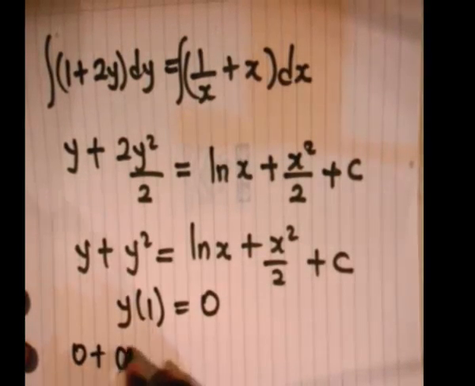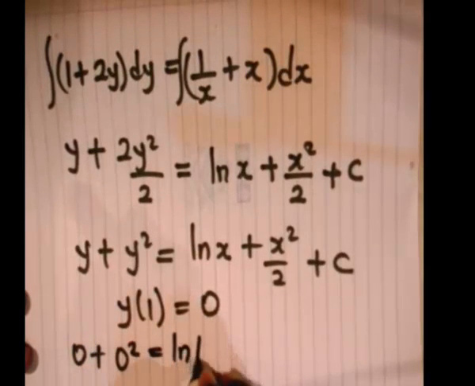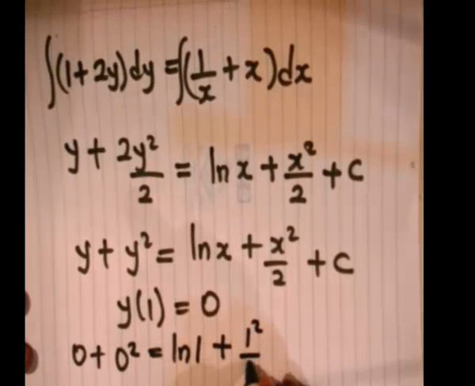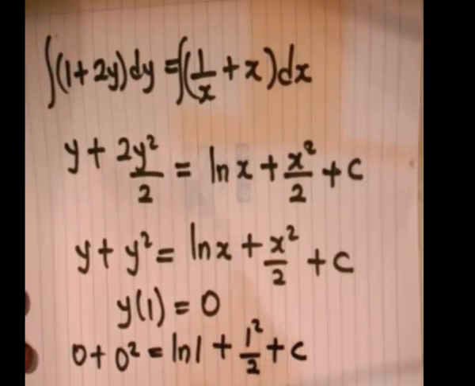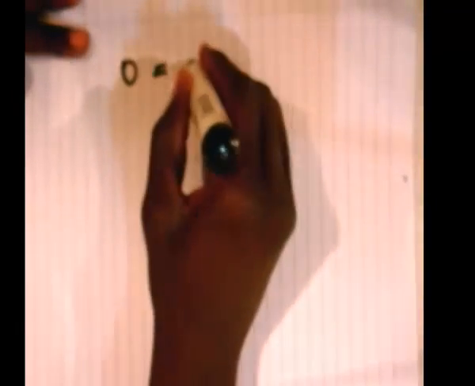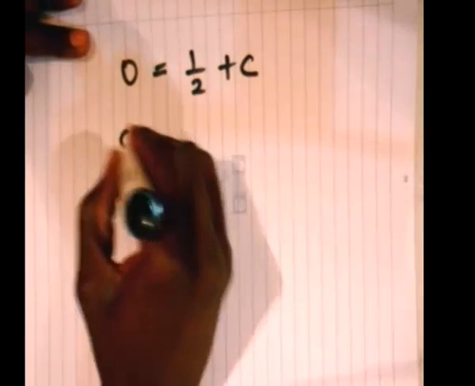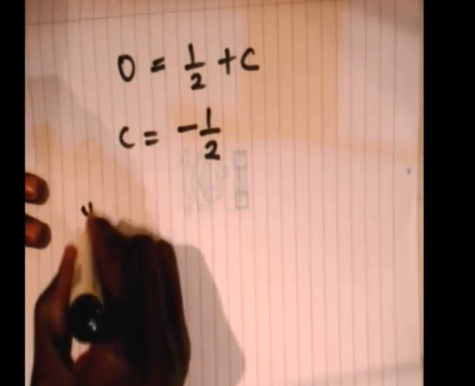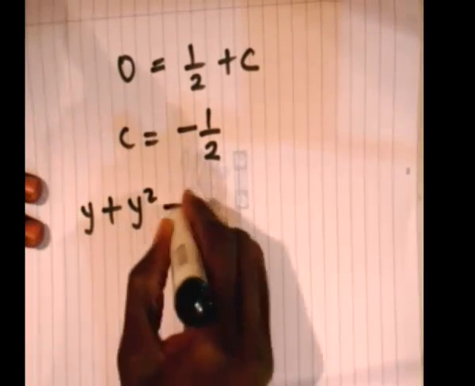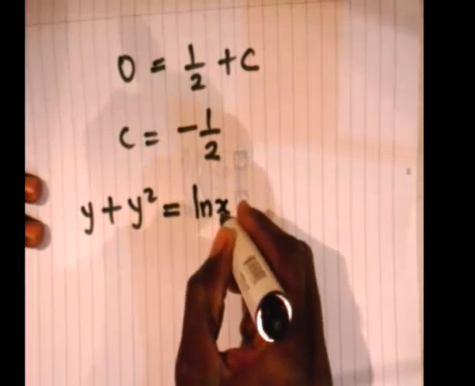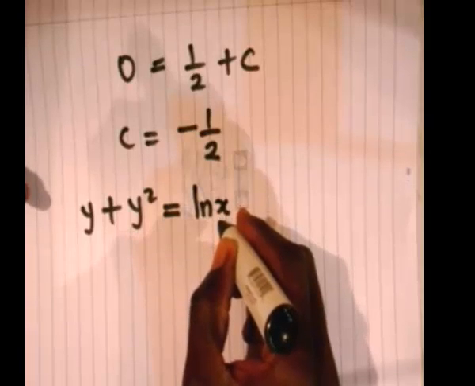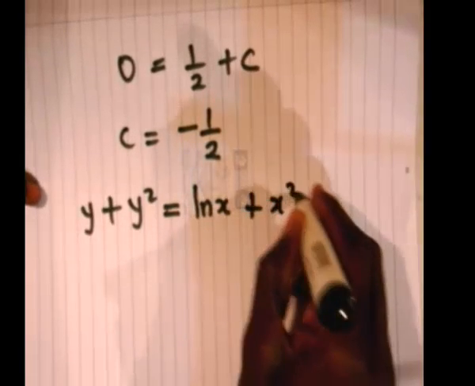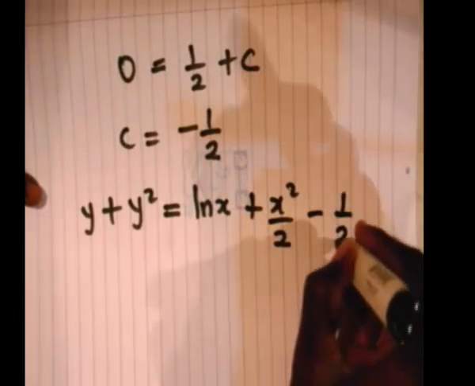So we have 0 plus 0 squared equals ln 1 plus 1 squared on 2 plus c. ln 1 is the same thing as 0. So we have 0 equals 1 over 2 plus c. So c equals negative 1 over 2. So we introduce this back into the main equation, and this gives us y plus y squared equals ln x plus x squared on 2 minus 1 over 2.